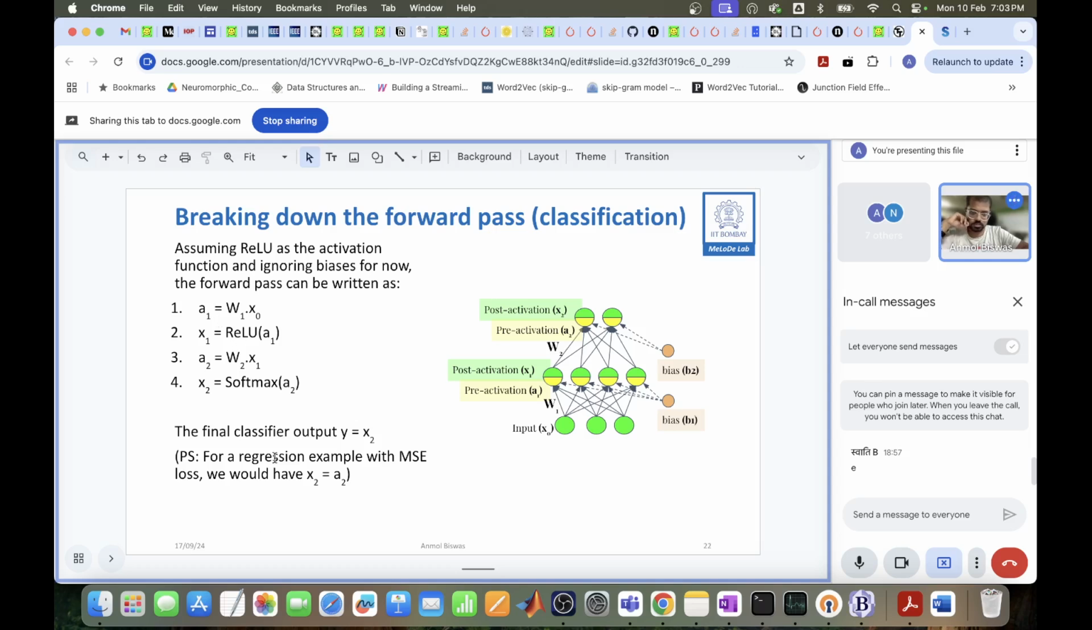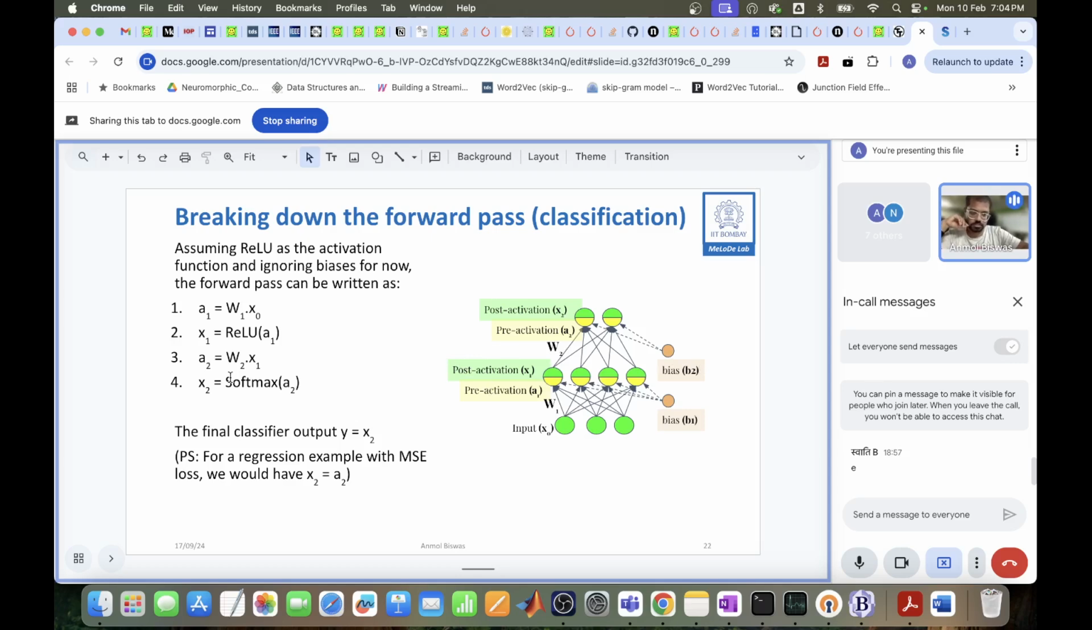And so here are the equations that we care about for the forward pass, which is when you give some input and then the neural network processes it, and then you get some output, right? So first processing is a1 equals w1 times x0. So this generates pre-activation 1. The next processing step is x1 equals ReLU of a1, where you generate the post activation function x1 in the hidden layer.